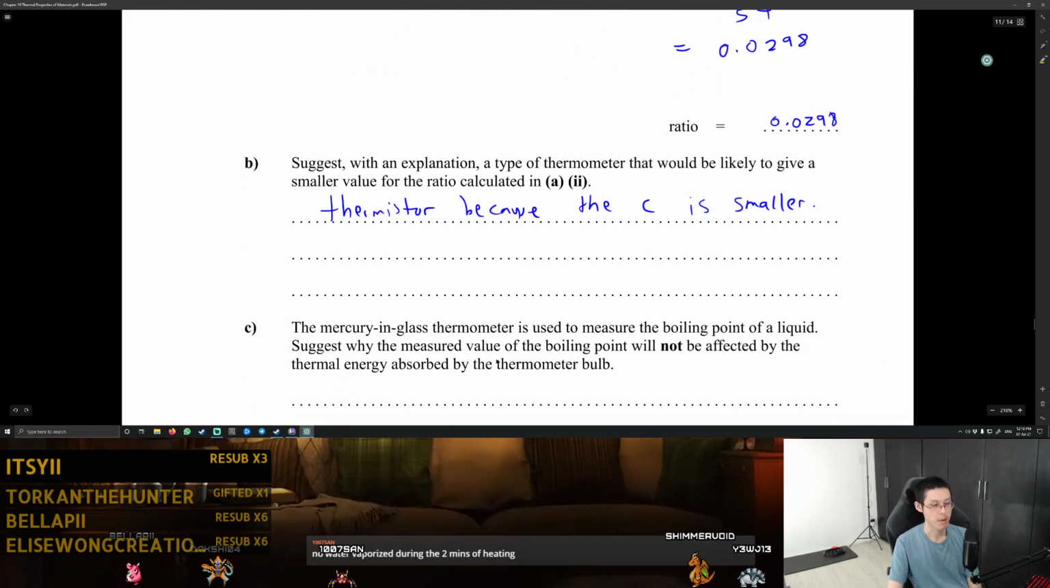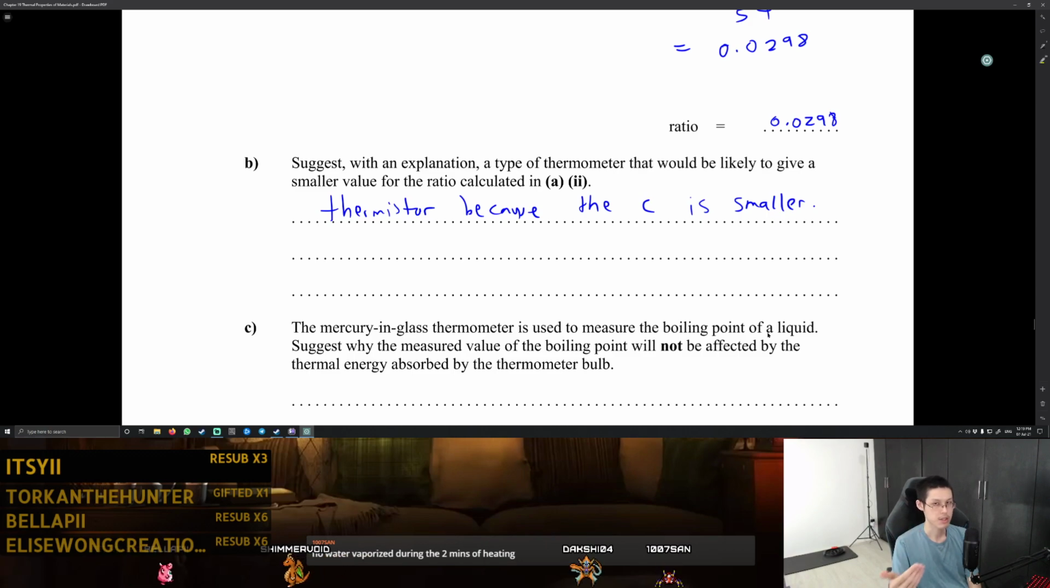The mercury in glass thermometer is used to measure the boiling point of a liquid. Suggest why the measured value of the boiling point will not be affected by the thermal energy absorbed by the thermometer bulb. So, why is it that when you measure the boiling point of a liquid, it would show 100 degrees Celsius on your thermometer, even though this phenomenon is happening? Some energy is being absorbed by the thermometer, right? So why is the thermometer not showing something different from 100 degrees Celsius? Why do you think that is?